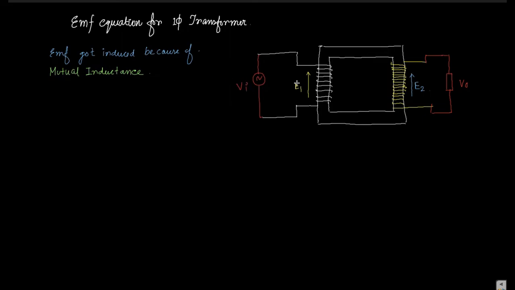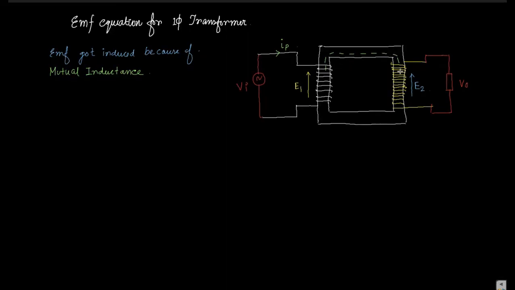we are going to operate this transformer with a supply voltage, that is V1, which is alternating in nature. For that V1, the primary side current is Ip, and as this voltage is AC, the current induced in the coil is alternating in nature, and as the current is alternating, the phi produced inside the coil is alternating in nature.